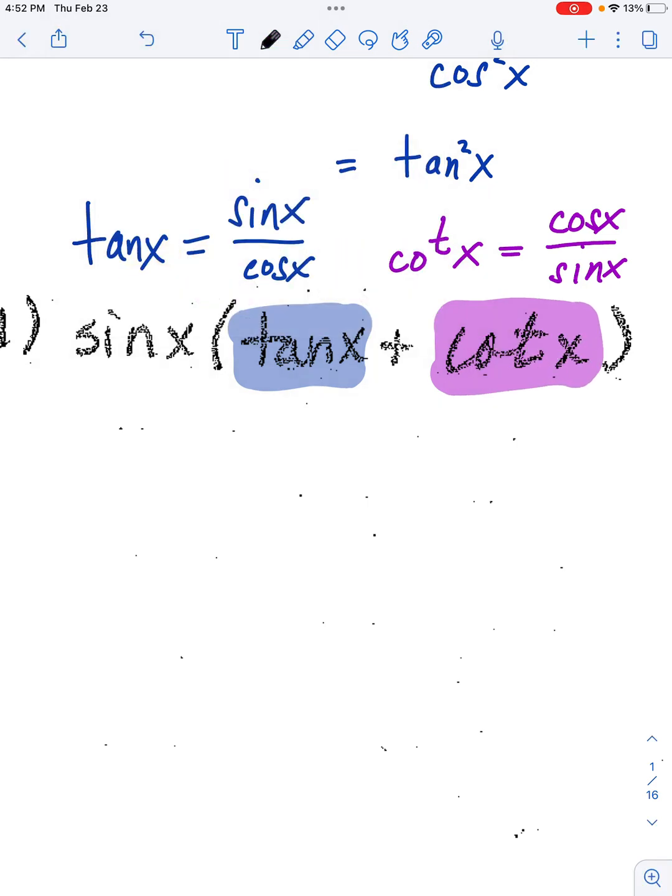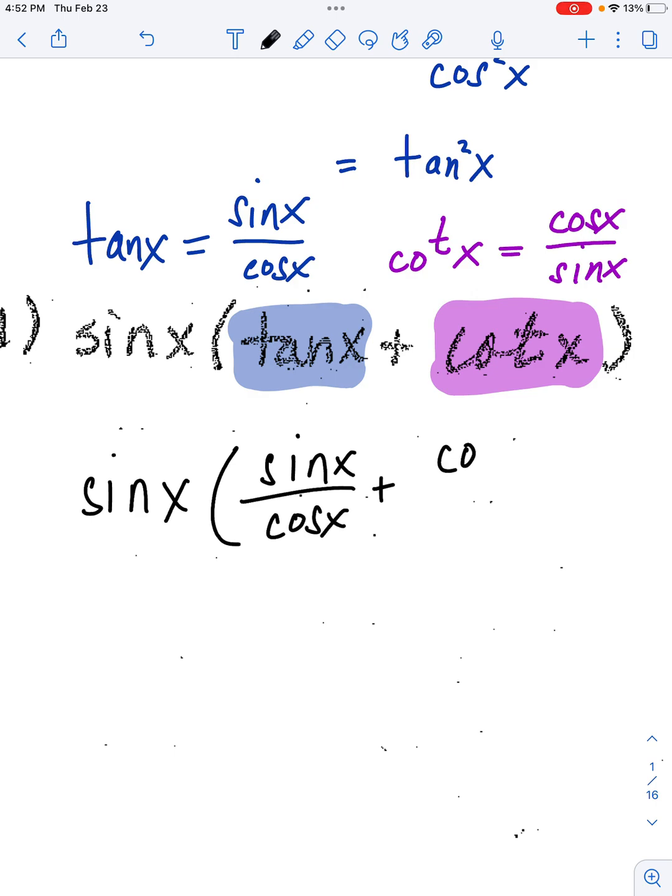So that becomes sine x times the quantity sine x over cosine x plus cosine x over sine x. All right? Good stuff.